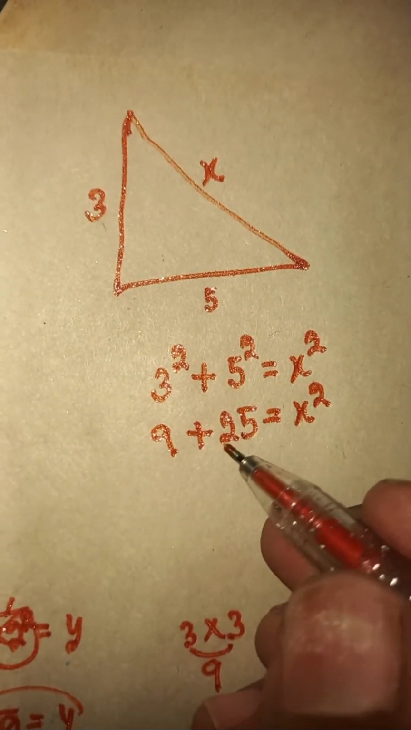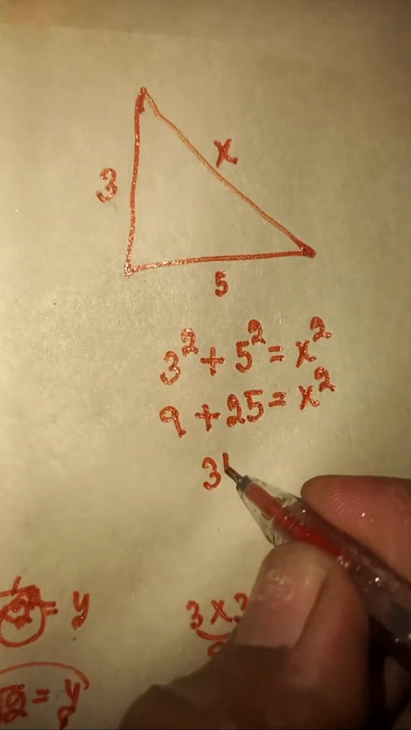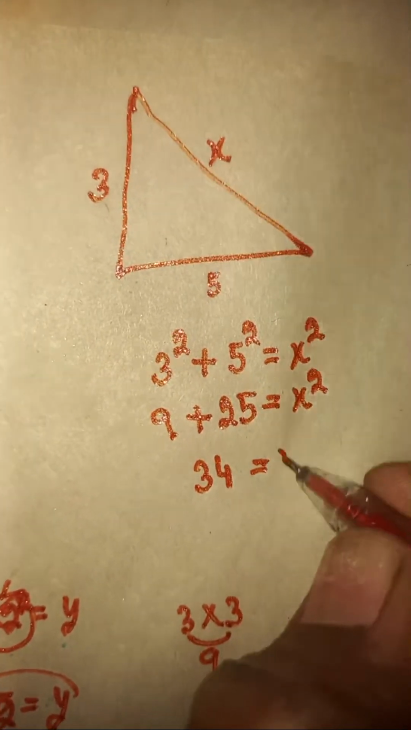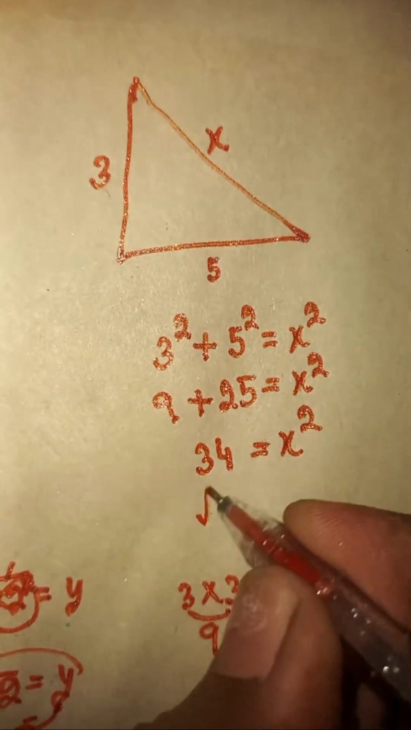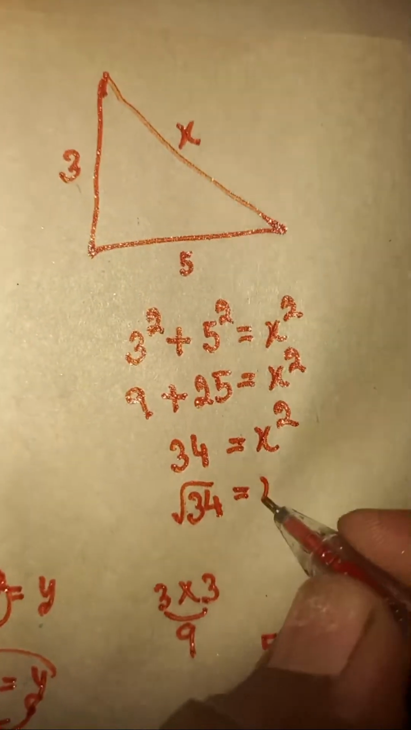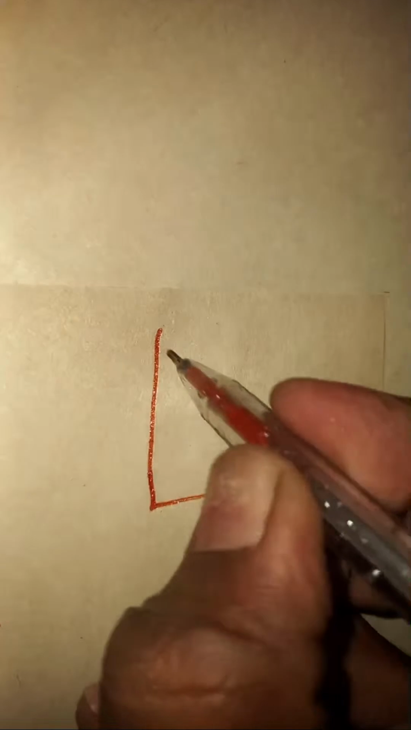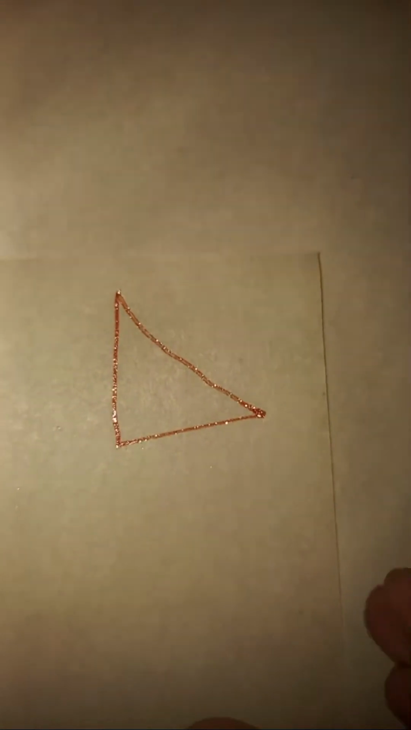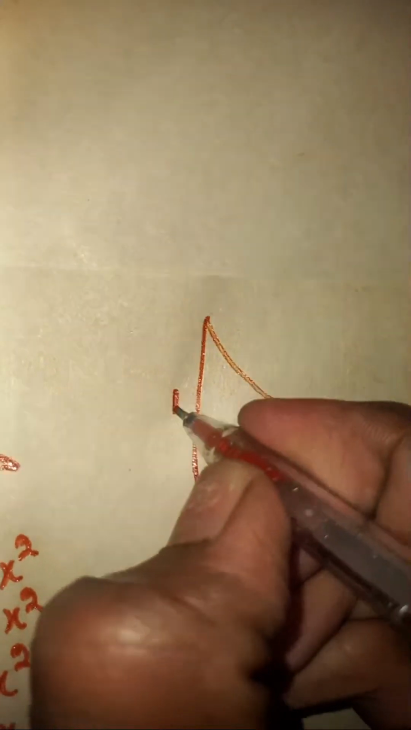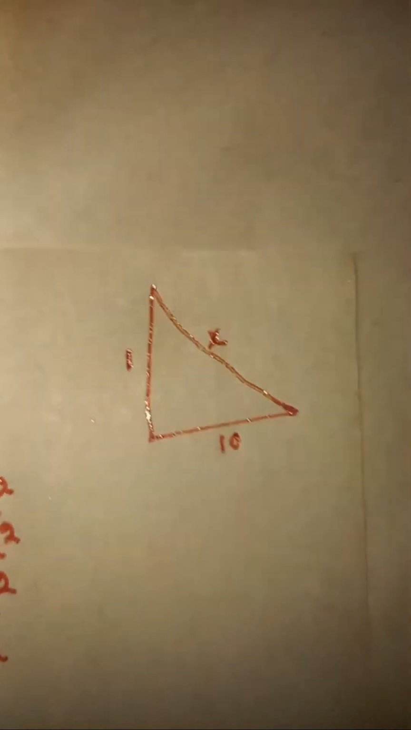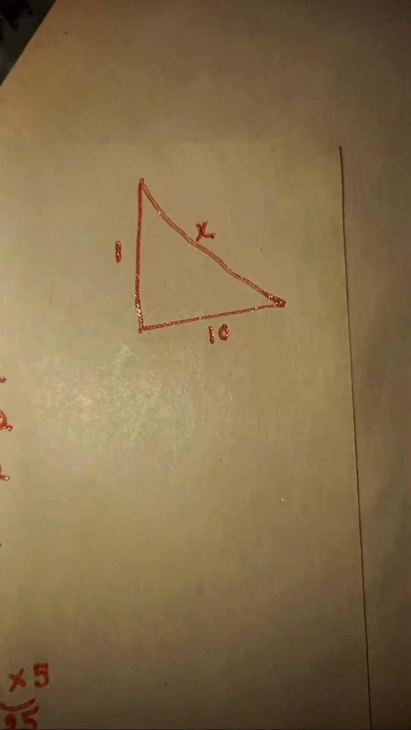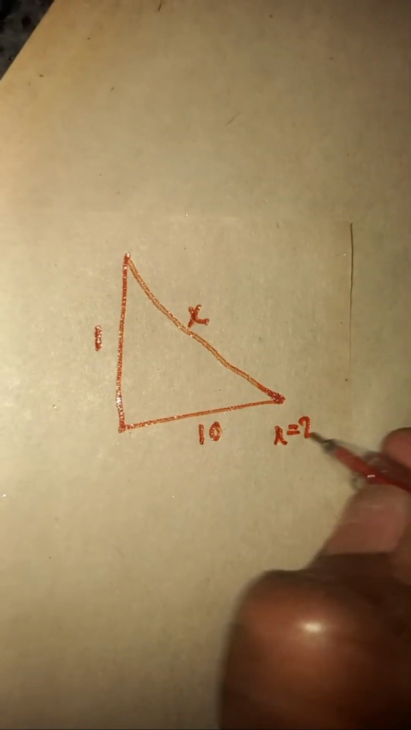Now when you add them both, you're going to get 34. 9 plus 25 is 34 equals x square. Square comes to this side, it becomes root. Root 34 equals x. Let's take one more triangle, and in this triangle they are giving this side length as 1 unit, this side length as 10 units, and this hypotenuse is x. Here also find out what x is.